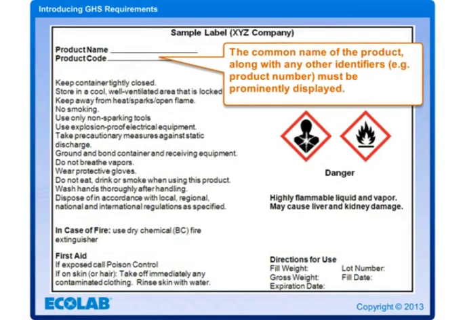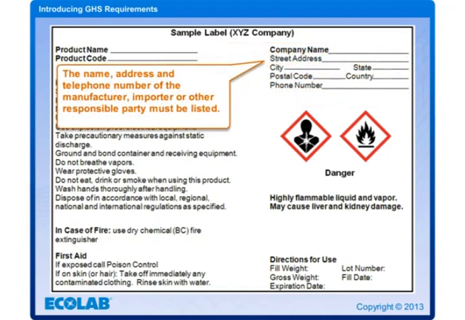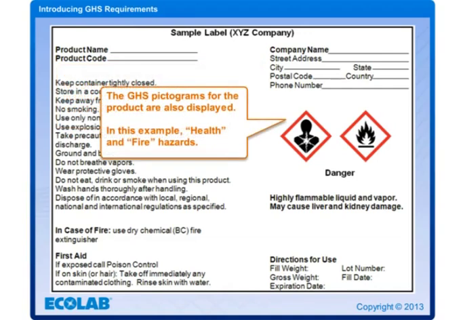First, we have the product name and the product code identifier. This includes the common name of the product, along with any other identifiers, such as product number, which must be prominently displayed. The next part of the label is the name, address, and telephone number of the manufacturer, importer, or other responsible party, which must be listed. The GHS pictograms for the product are also displayed. In this example, health and fire hazards.